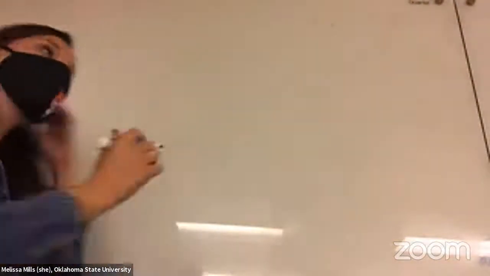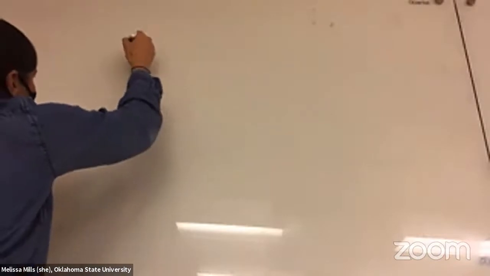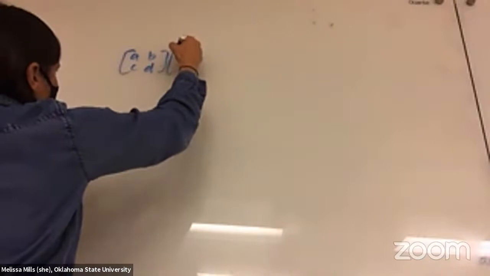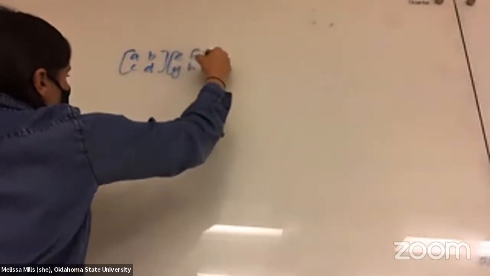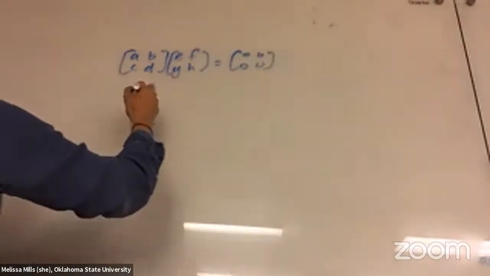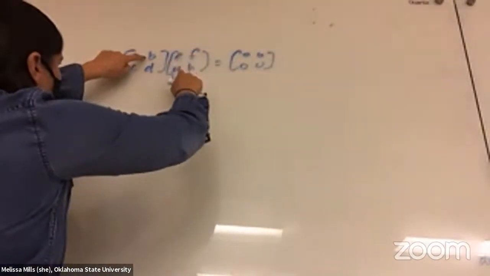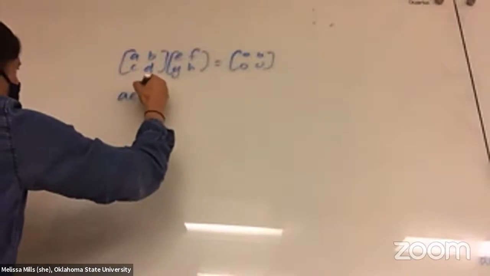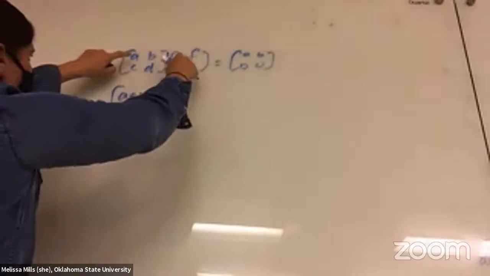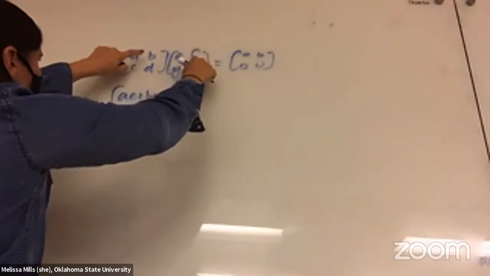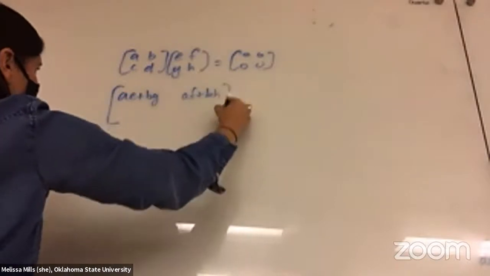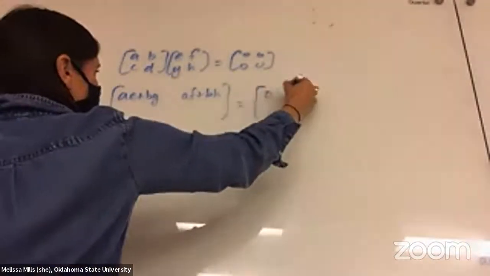Okay, so if I had A, B, C, D times E, F, G, H equals 0, what would that mean? That would mean A E plus B G, I multiply it, that's the top one. And then I have A F plus B H. And then I'm going to let y'all fill in the rest, so you have to think about it.